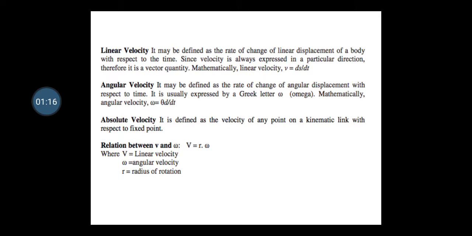First of all, we will try to understand what is linear velocity. Linear velocity may be defined as the rate of change of linear displacement of a body with respect to time. Since velocity is always expressed in a particular direction, it is a vector quantity. Mathematically, linear velocity is represented by v = ds/dt. Here ds is nothing but the change in displacement.